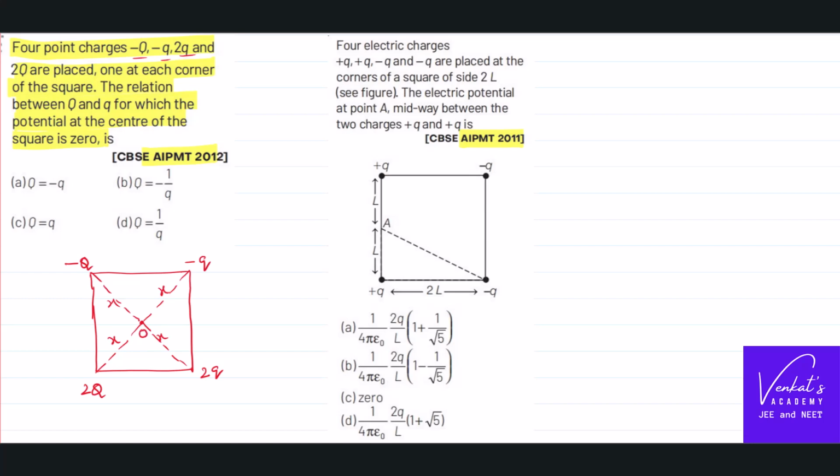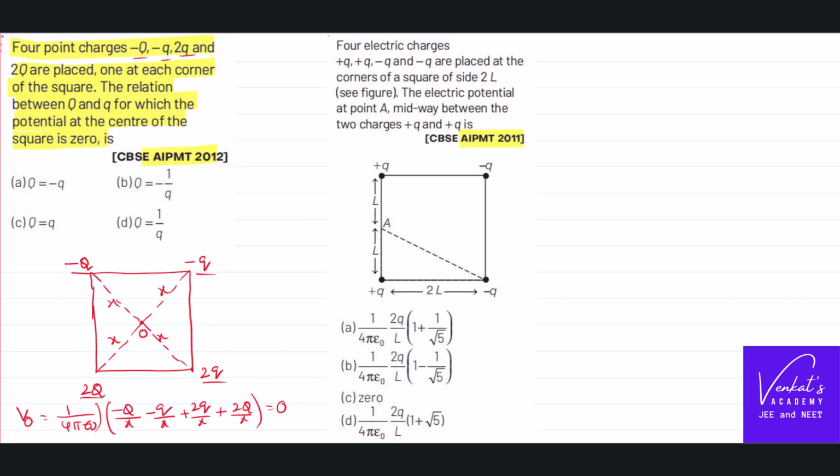So we can write an equation for potential at the center, V at the center, as we have a formula. Potential is 1 by 4 pi epsilon naught, Q by X due to this one, minus Q by X due to this one, minus small q by X due to this one, plus 2Q by X due to this one. And at the center it is given that this is equal to 0. So just equate it to 0.